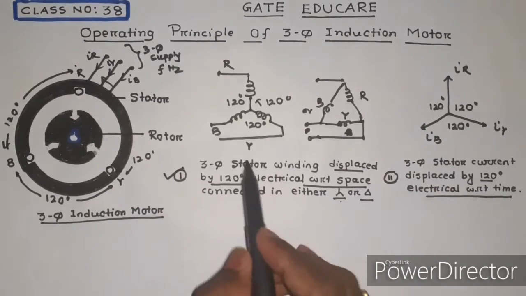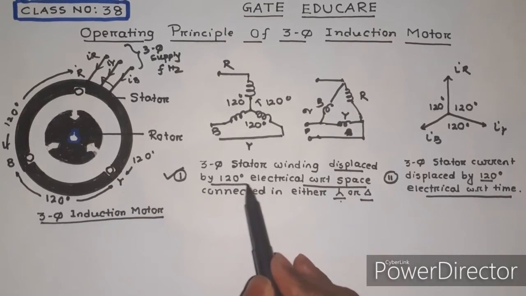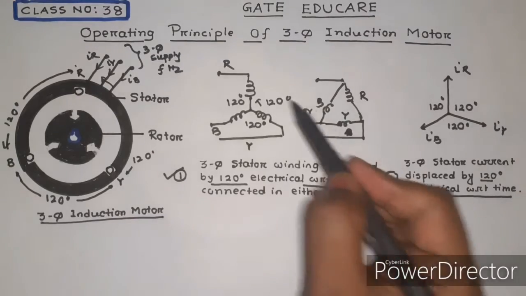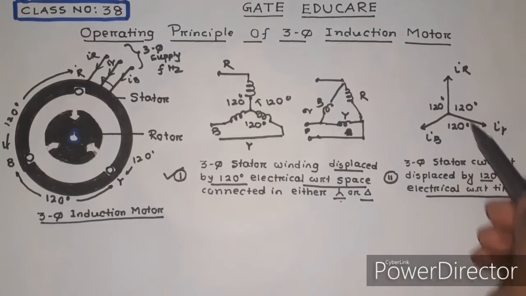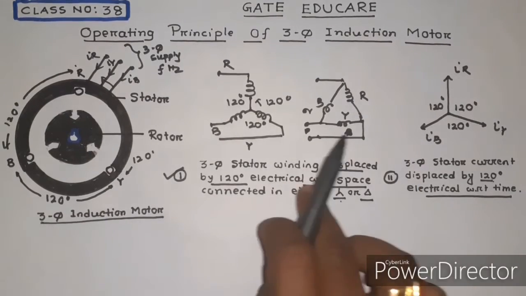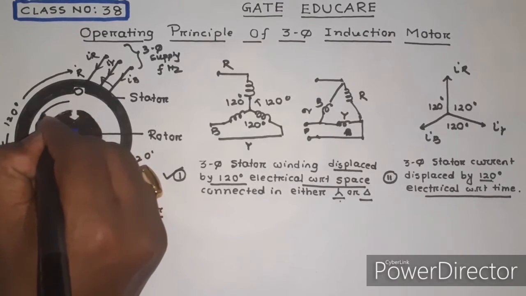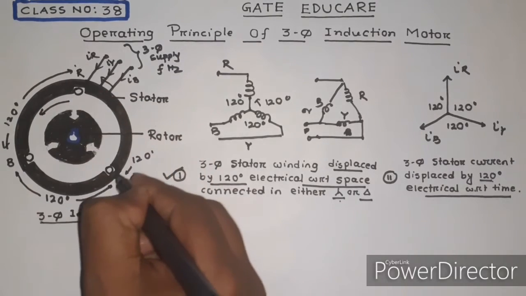Condition number 1, that means the three-phase stator winding must be displaced by 120-degree electrical with respect to space and may be connected in star or delta. Condition number 2, the current which is drawn from the supply for the three phases must be displaced by 120-degree electrical with respect to time. If these two conditions are satisfied, then a rotating magnetic field will be produced in the three-phase induction motor.